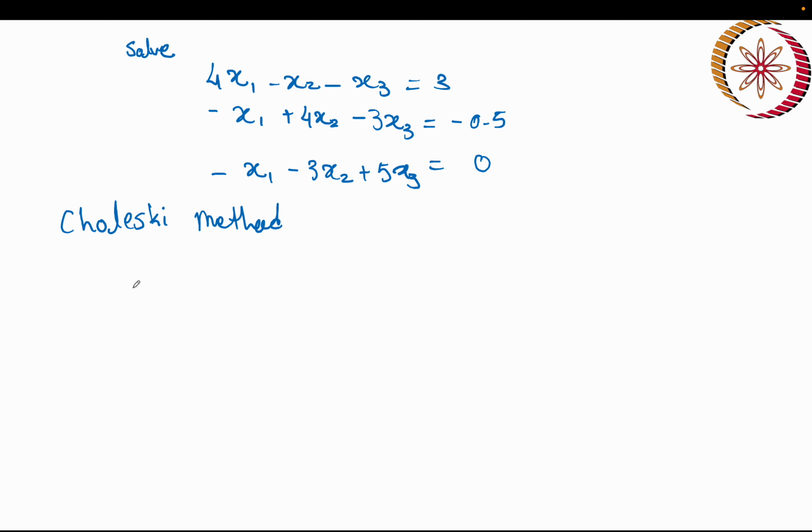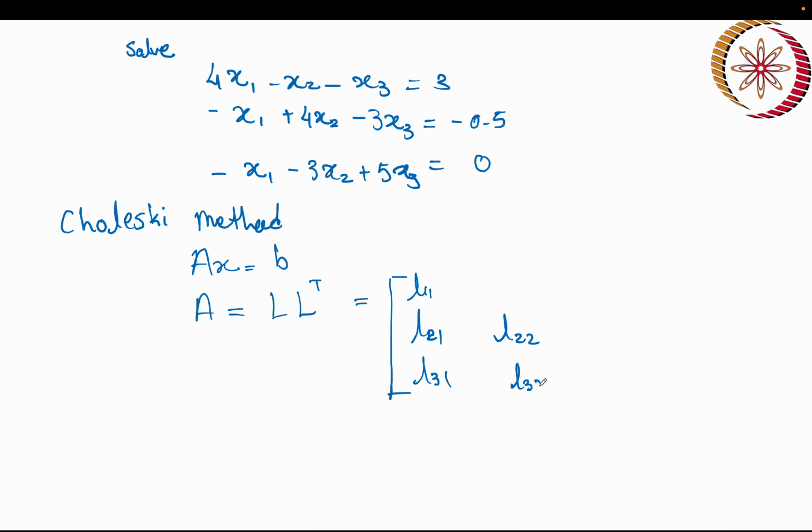Okay, so in this method, let's write the equation as Ax = b. A is decomposed into L L transpose, where L is the lower triangular matrix: L11, L21, L22, L31, L32, L33, and the elements above the diagonal will be 0. And one more thing is A is symmetric.